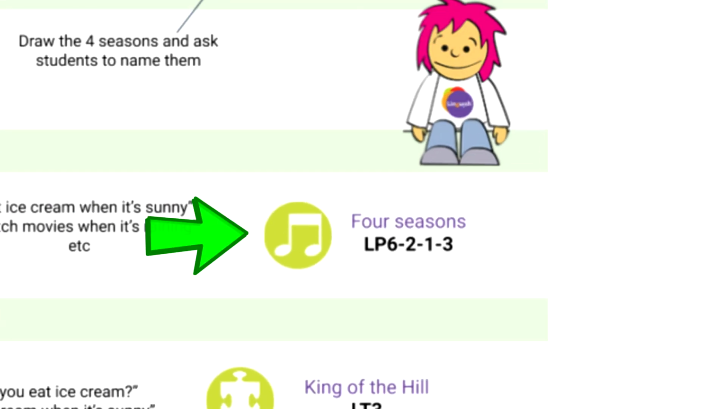The little note here means there's an educational video that can be used in class. You can decipher this code with me now. Country 6, Project 2, Lesson 1, and video number 3. Number 3? Why? What happened to number 1 and 2?